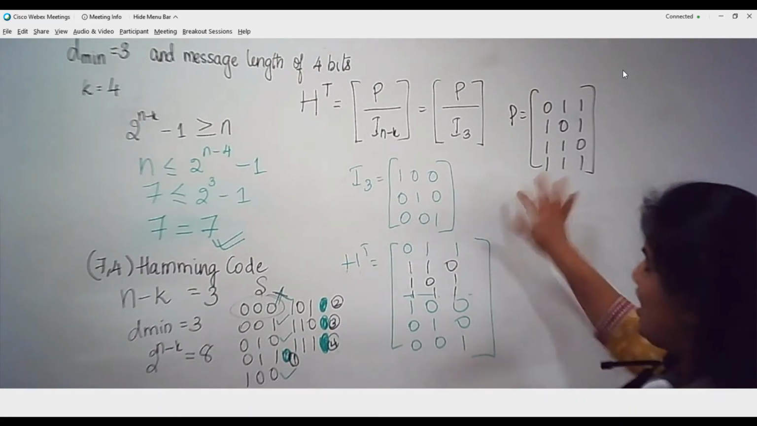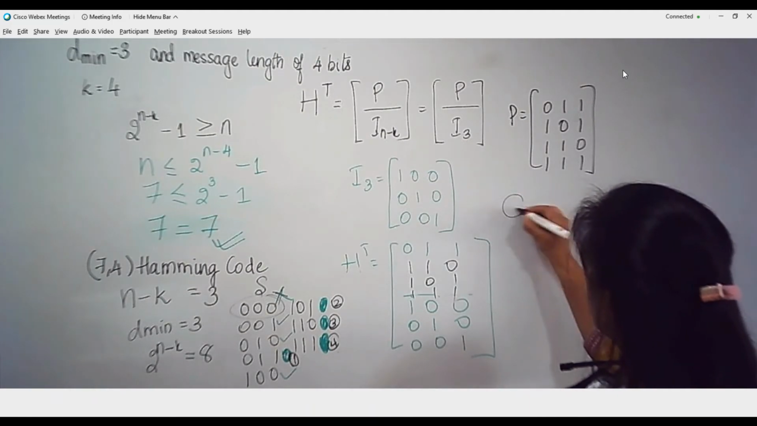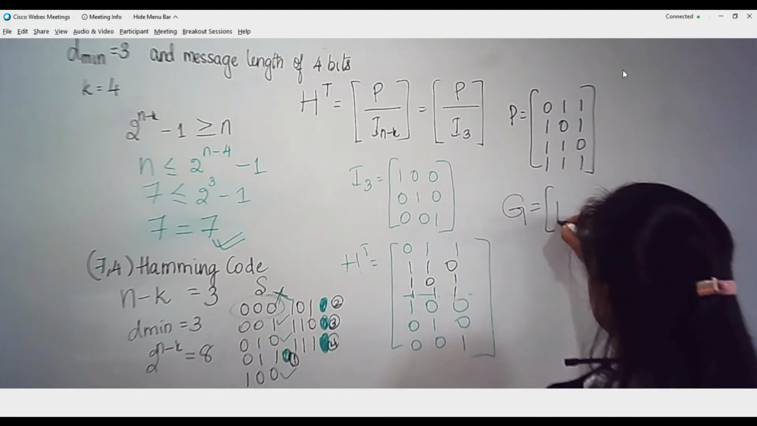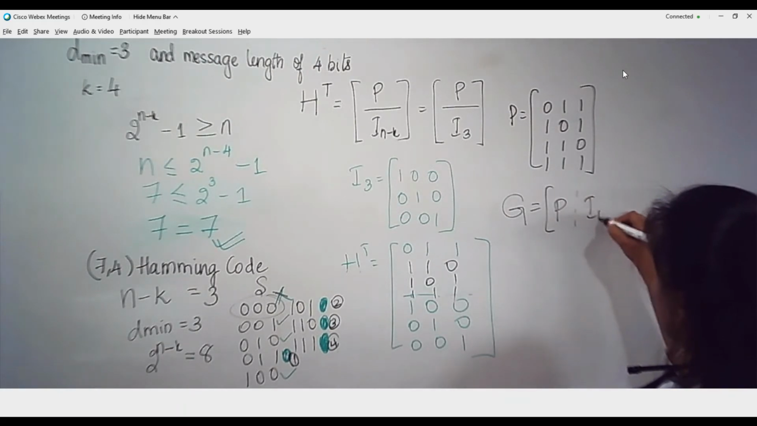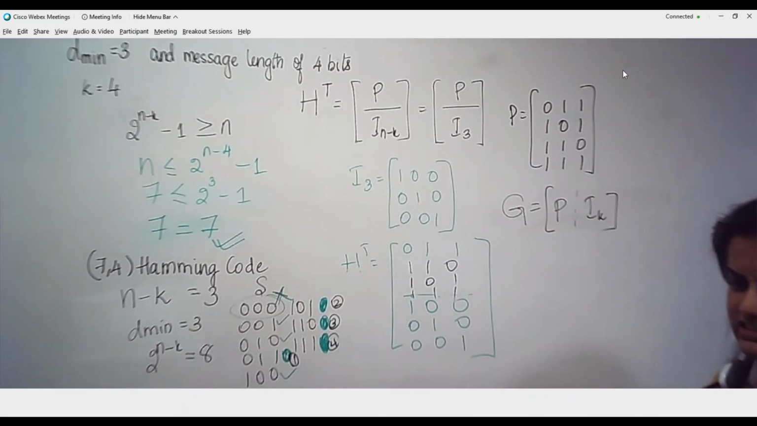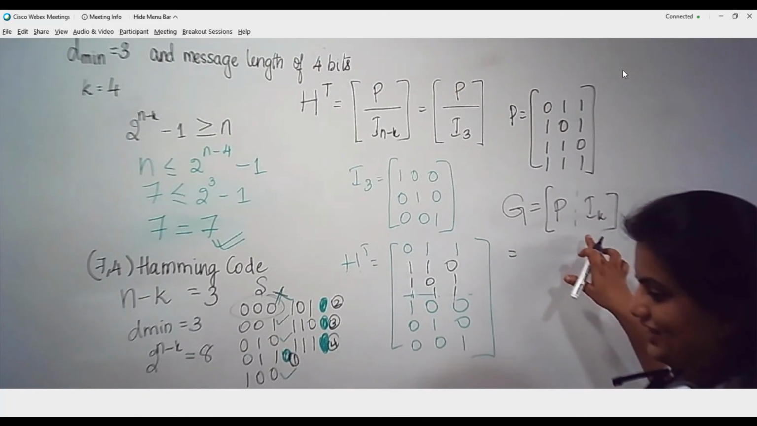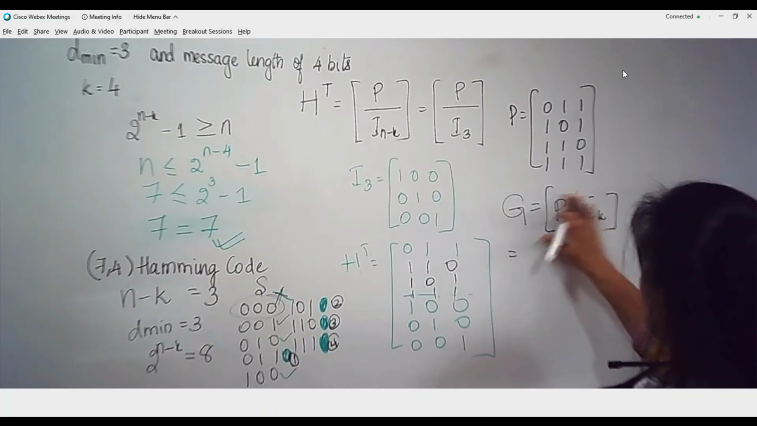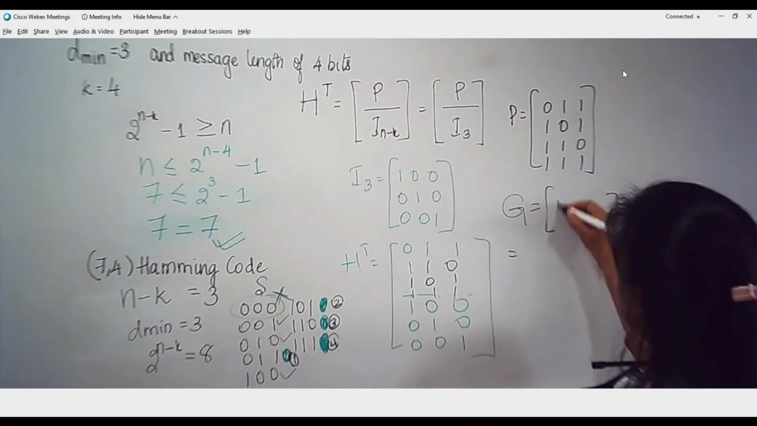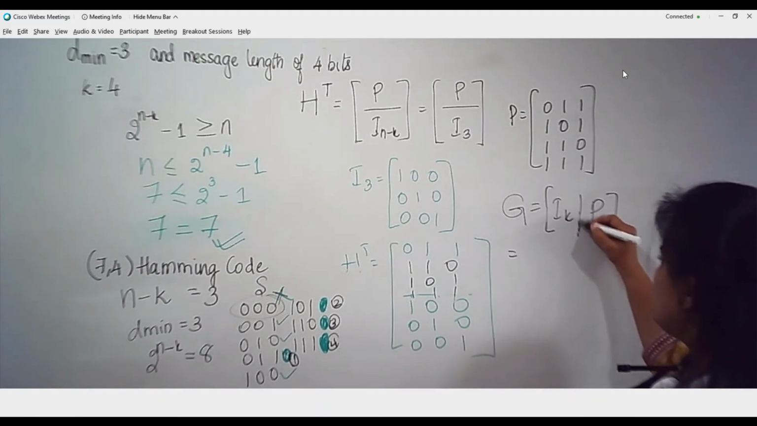Once you have known this parity matrix, the next thing that we can do is to obtain the generator matrix. The generator matrix is just the parity matrix followed by the identity matrix of size K. So let us write that. You can either write it like this, or you can write the identity matrix first followed by your parity matrix, whichever way you want.